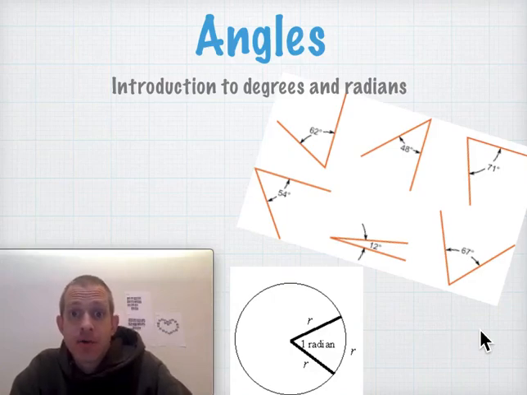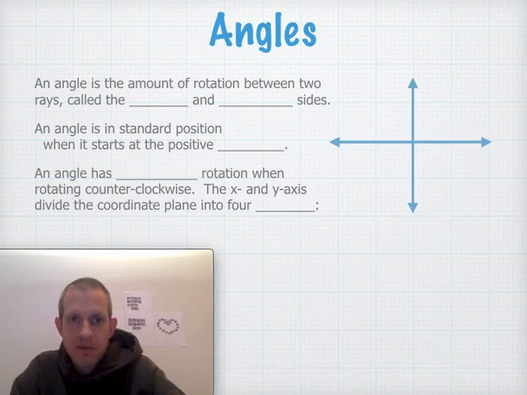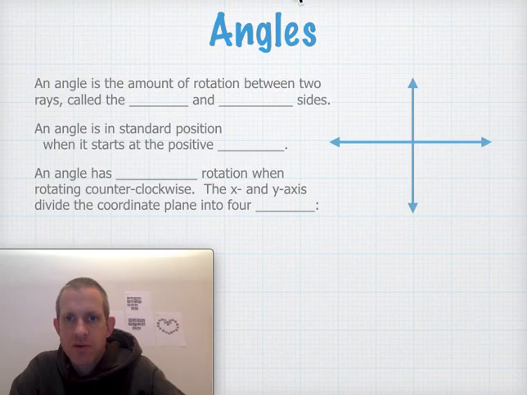Hey guys, today I want to introduce you to the idea of angles being measured in degrees and in radians, and some of the vocabulary and stuff that's required as we start a new unit of trigonometry. First off, what does it mean to have an angle? So you saw a couple angles on that previous slide.